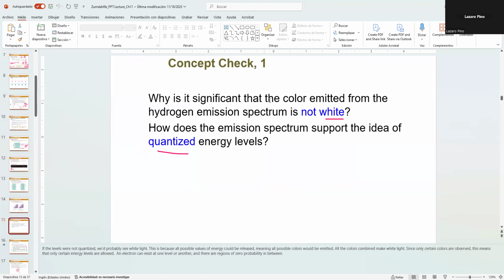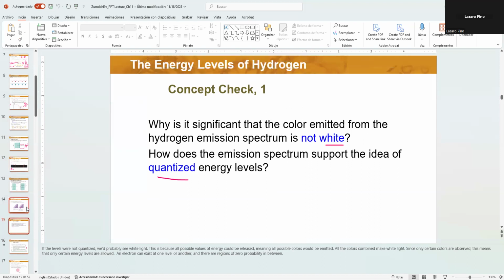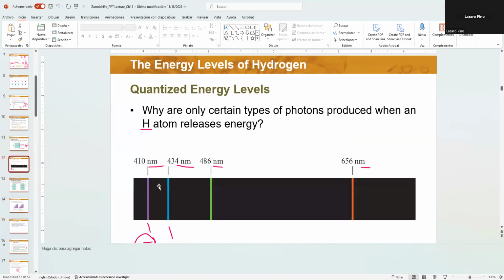Why is it significant that the color emitted from the hydrogen emission spectrum is not white? How does the emission spectrum support the idea of quantized levels? Well, this is an important question. Now, you can tell me you have seen the colors of the lines in the hydrogen spectrum here. What does it mean? Why do they have a specific color?